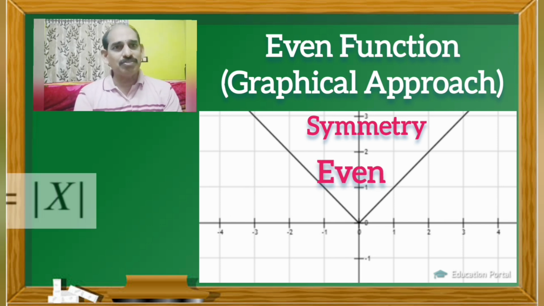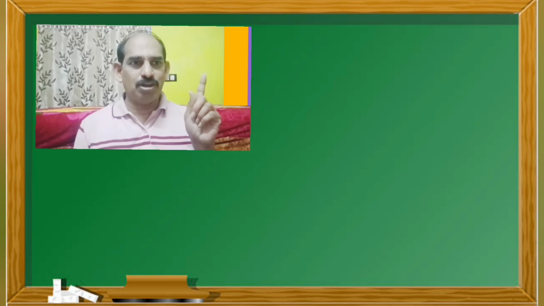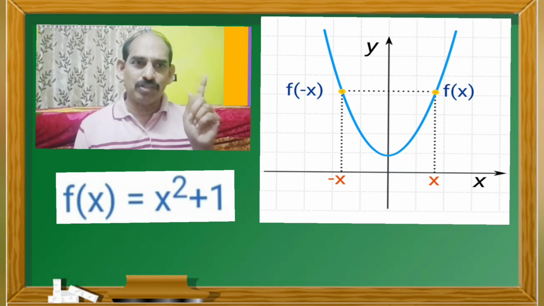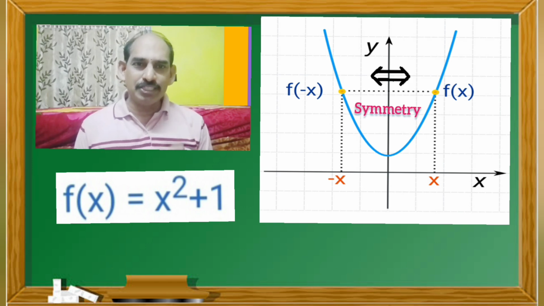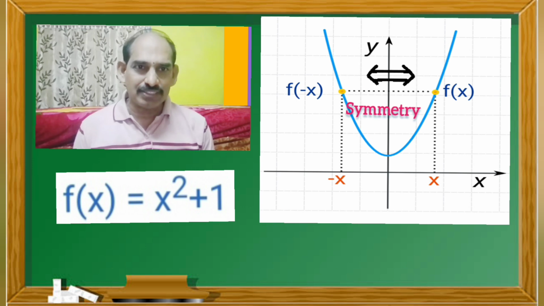The equation of this graph is y equals mod x. This is another example of an even function, f of x equals x square plus 1. Please look at its graph, which is clearly symmetric about the y-axis.